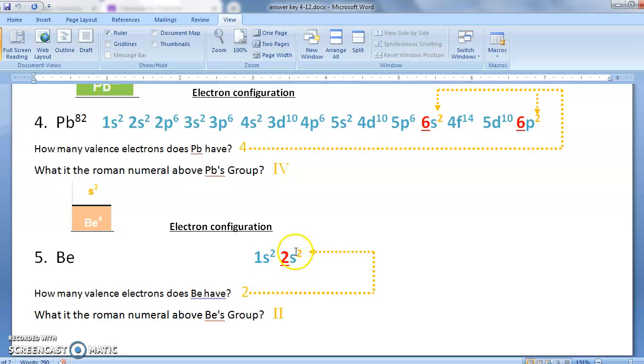How many total electrons is that? 2 and 2 is 4. We see up here in the little square, it's 4. So we know we have this correct.